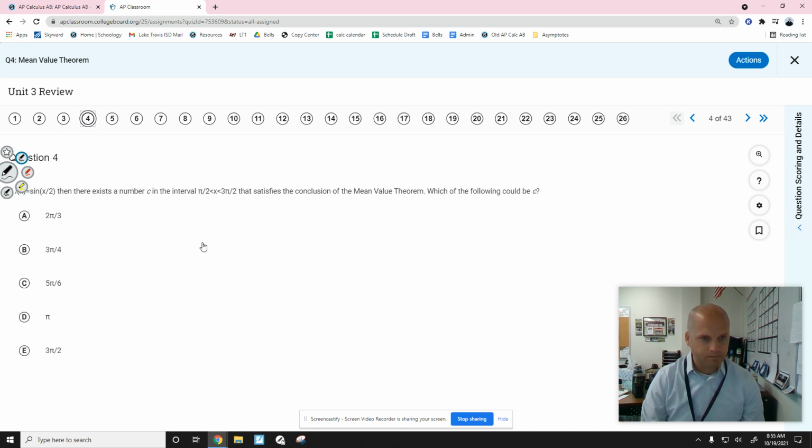Another mean value theorem. It's like, oh, they didn't give me an interval. Yeah, they gave me an interval right there: pi over 2 to 3 pi over 2. So the bottom is going to be 3 pi over 2 minus pi over 2. Then I need the top. I'm going to plug in 3 pi over 2.